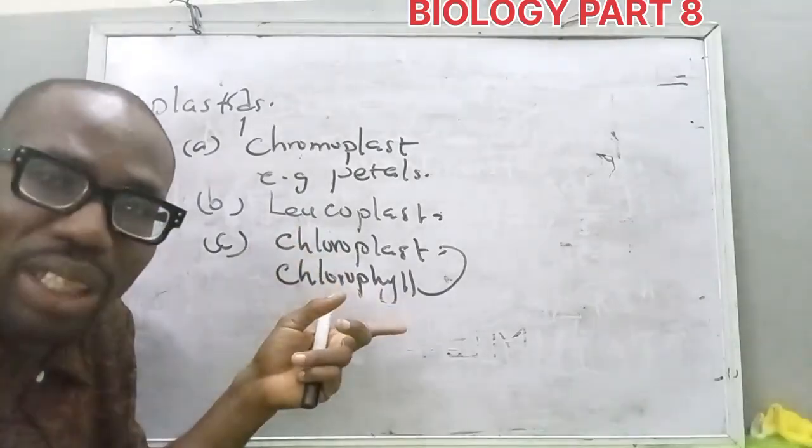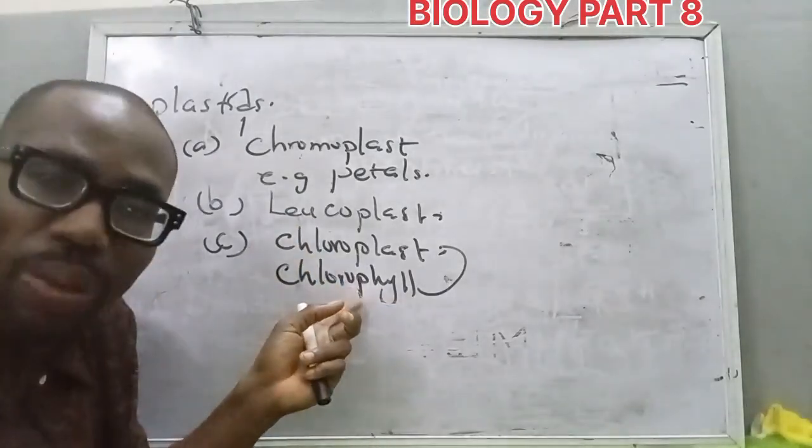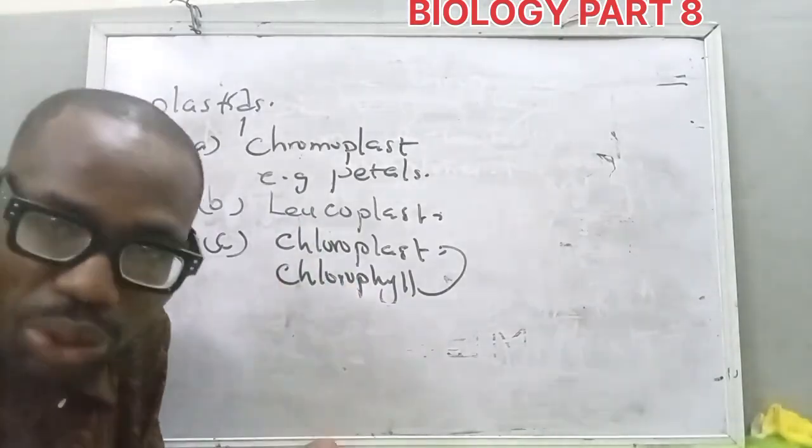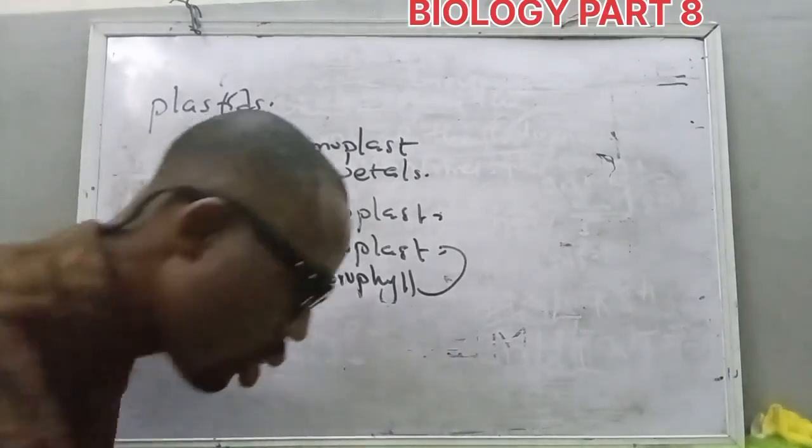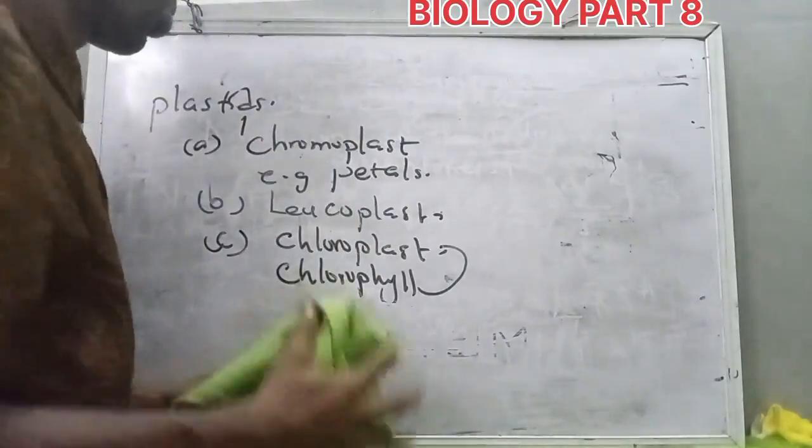Chloroplast is the colored plastid that does what? It contains a pigment called chlorophyll, which aids in photosynthesis. Is that clear? So we'll be moving on to the next one, which is the nucleus.